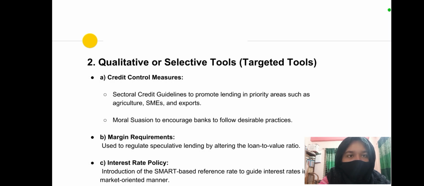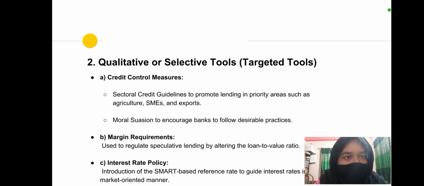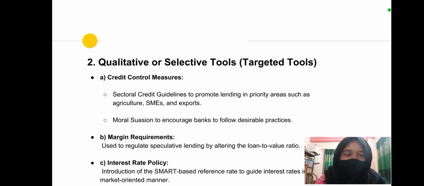Number 2, qualitative or selective tools. Credit control measures, sectoral credit guidelines to promote lending in priority areas such as agriculture, SMEs and exports. Moral suasion to encourage banks to follow desirable practices. Then margin requirements used to regulate speculative lending by altering the loan to value ratio. Then interest rate policy, introduction of the SMART reference rate to guide interest rates in a market oriented manner.